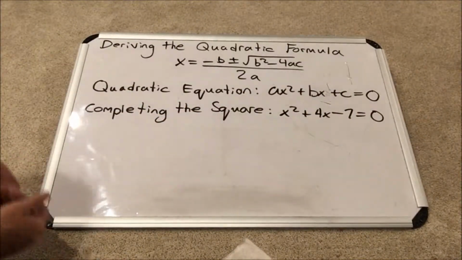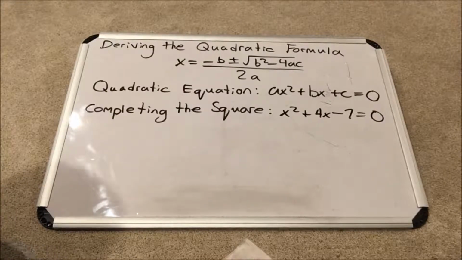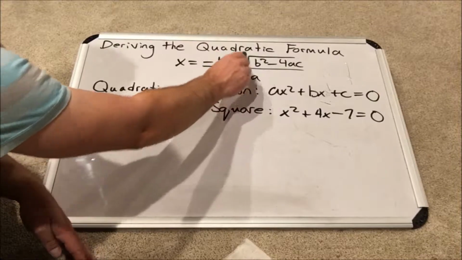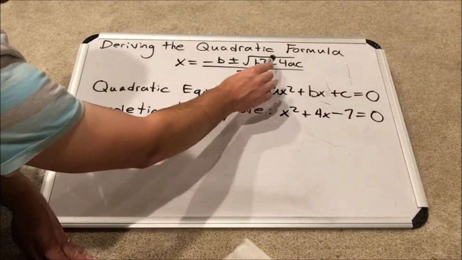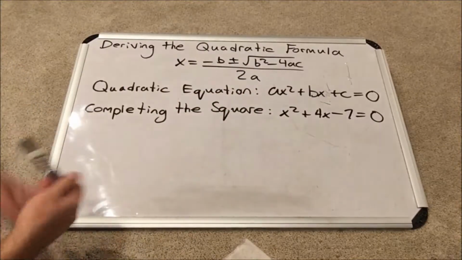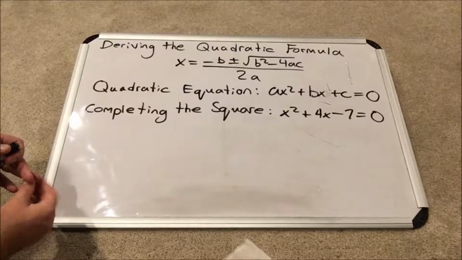Now the formula you might have memorized, or been asked to memorize with a song. The song is negative b plus or minus the square root of b squared minus 4ac all over 2a. You might have recognized that song. We are going to derive this formula today.